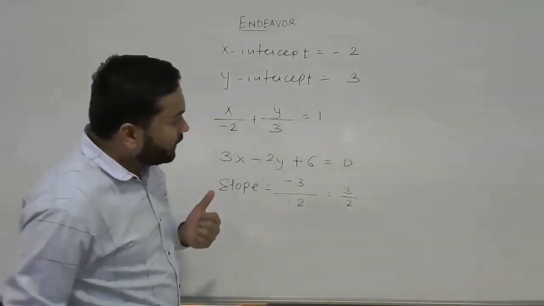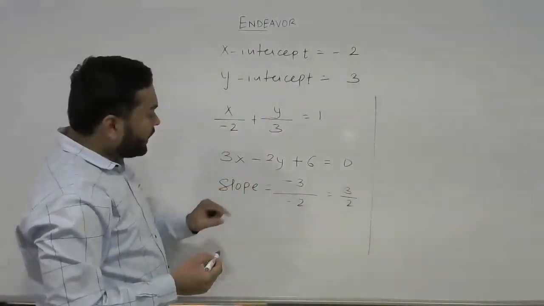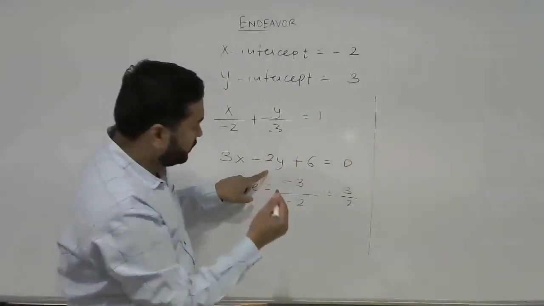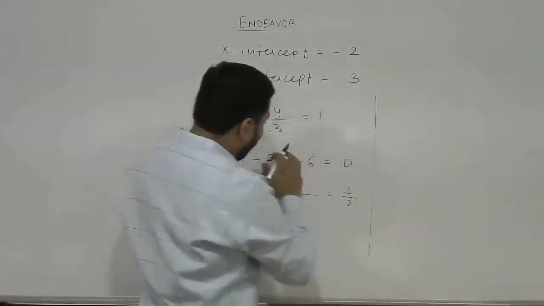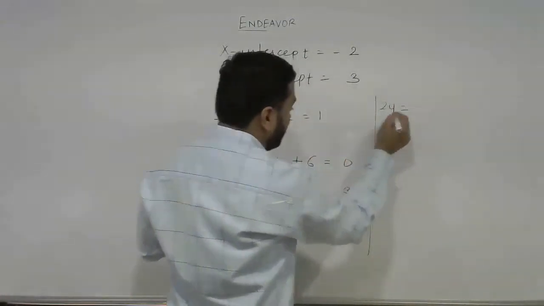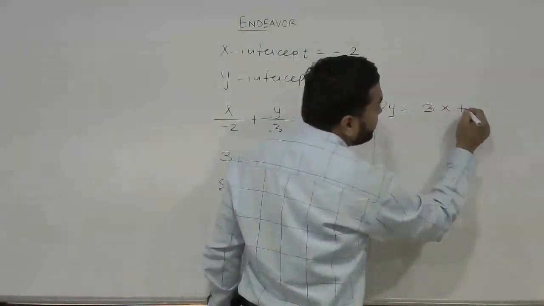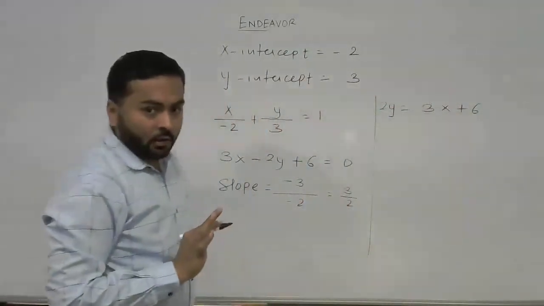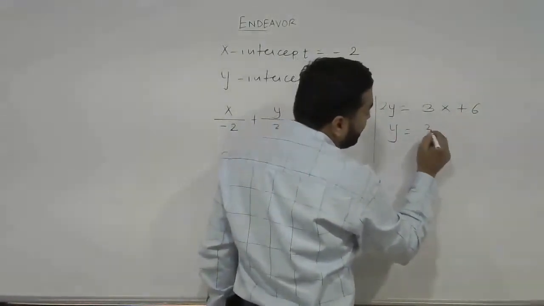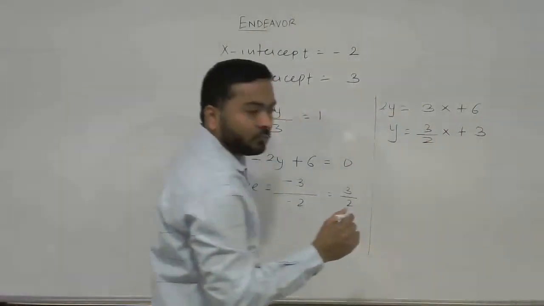Okay, so let us simplify this first. I'll write this equation in terms of y is equal to mx plus c. So, if I take 2y here, I'll have 2y is equal to 3x plus 6. Right? Now if I divide this by 2, what will I get? y is equal to 3 by 2 of x plus 6 by 2, which is 3.